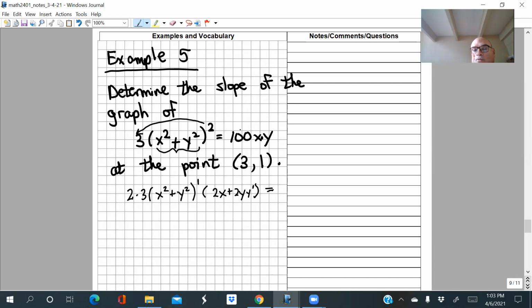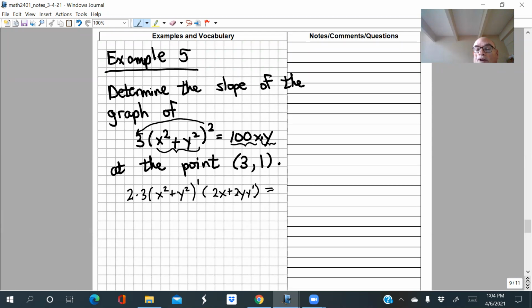Now on the right-hand side, let's see. I have to differentiate 100x times y. That doesn't look that bad, except you have to keep in mind there's a product here. You have 100x, that quantity times y, okay? So there's a product involved. So to differentiate the right-hand side, you're going to have to use the product rule.